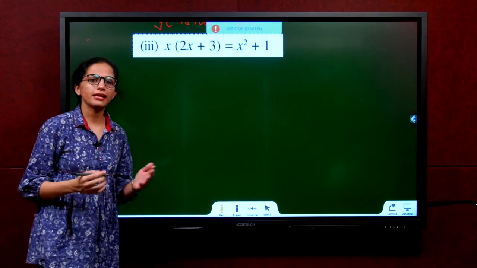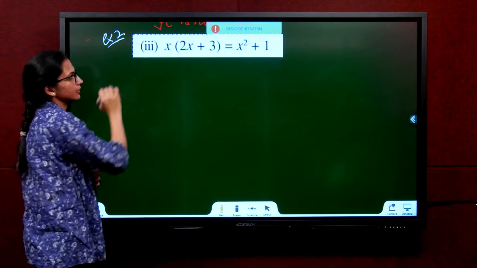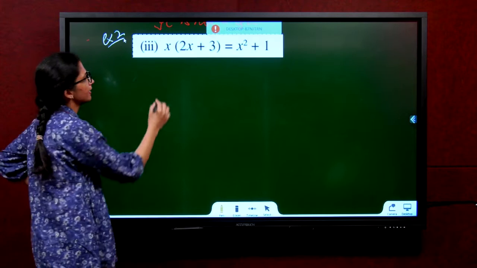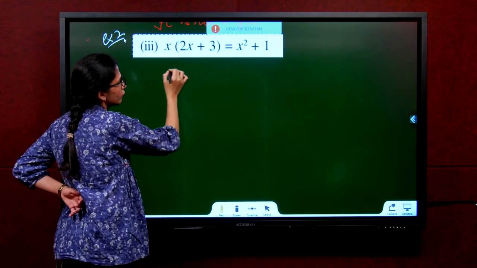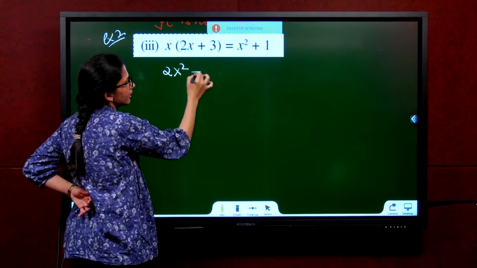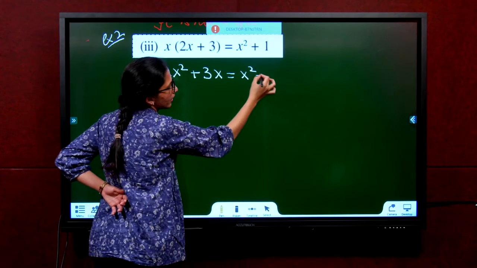Now we shall go to example 2, third sum. Very simple, just expand it. x into 2x, 2x square, x into plus 3 plus 3x is equal to x square plus 1.